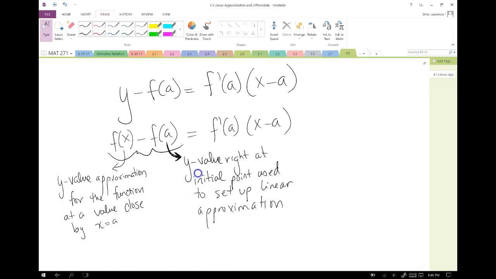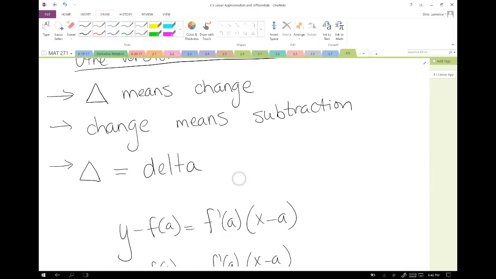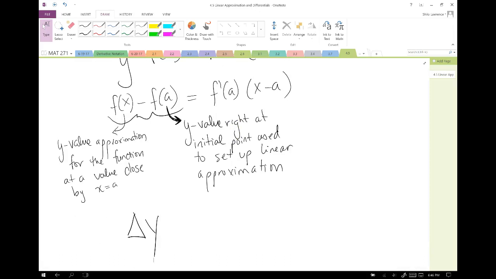So that entire left-hand side, I'm going to replace with change in y, because all we're doing there is subtracting two y values. Anytime you see subtraction, it means change. And in math, for change, we very often use the symbol delta. So that entire left-hand side, I'm going to change to delta y. And just like we did with the y values, we're going to do the same exact thing here with the x values.